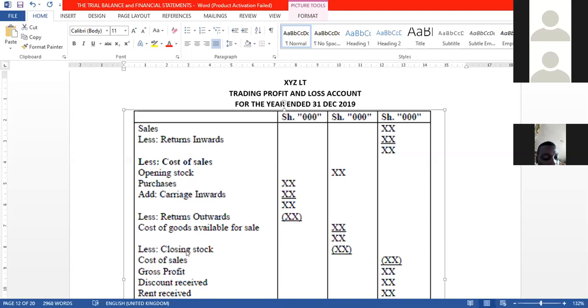Bad debts are still expenses, eh? But we will come to that. Let us cross that bridge when we get there.